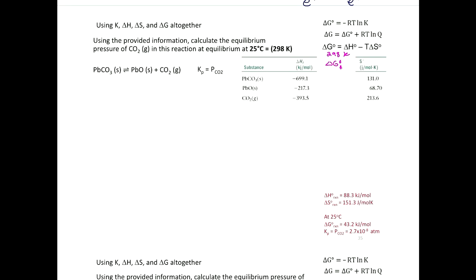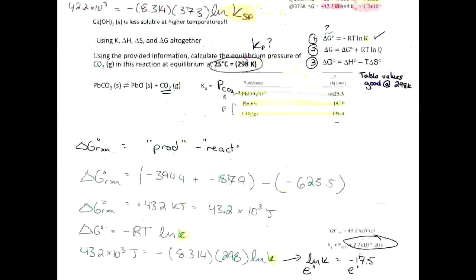All right, using the provided information, calculate the equilibrium pressure of CO2. Oh, it's just this again. At 298 Kelvin, so still at standard conditions. So I just copied and pasted the last slide. Again, it might look like the exact same question, but the information I provide to you is different. So look at the previous slide. What thermodynamic quantities did I give you? I gave you delta G's, and that allowed us to calculate delta G of the reaction.